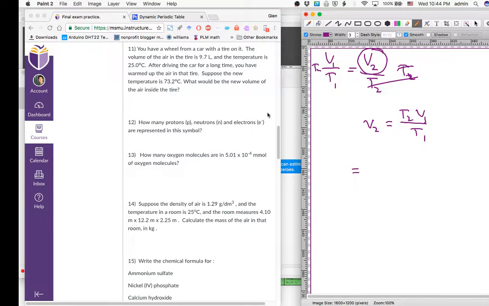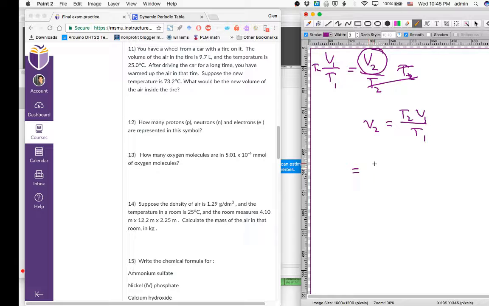Okay, now what was T2? Let's see. After driving a long time, you warm up the air. The new temperature is 73.2 degrees Celsius. Folks, when you use gas laws like this one, you must never use the Celsius temperature. The Celsius temperature includes 0. So what happens if one of these temperatures is 0 Celsius? Then you would have a mathematical impossibility. So we never use Celsius for gas laws. We always use Kelvin. Kelvin does not have a 0 in this universe as far as we know.